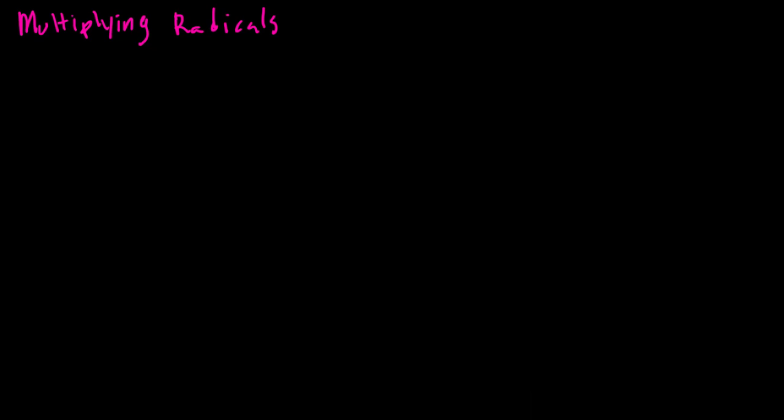Welcome back, Algebra 2. In this video, we're going to be going over how to multiply radicals and simplify them. So let's start off with a few examples. The first example is just with square roots. So let's take the square root of 15x, and we're going to multiply that by the square root of 20x squared.